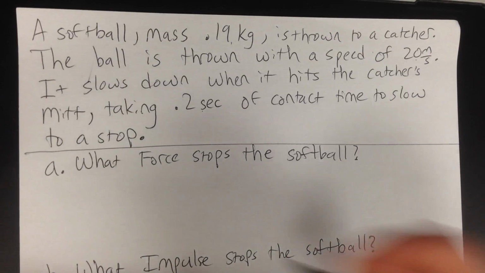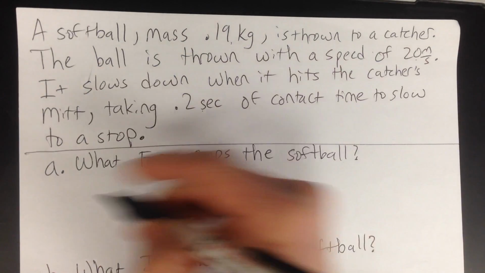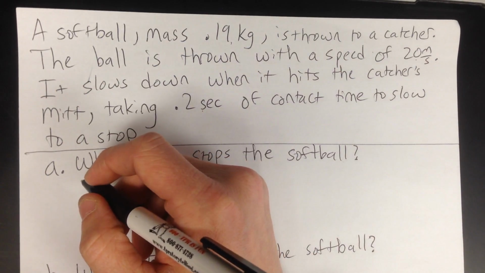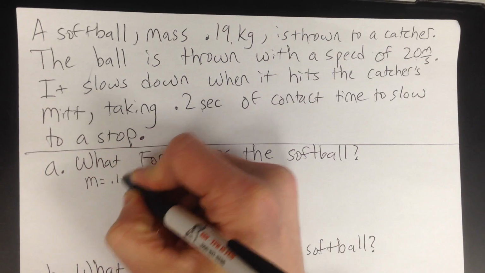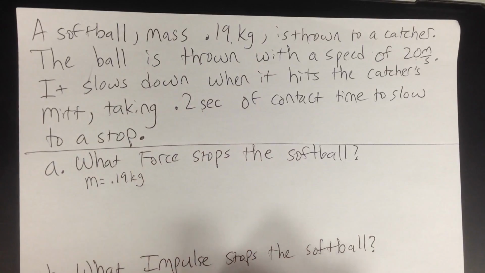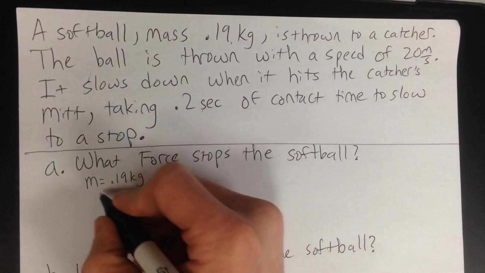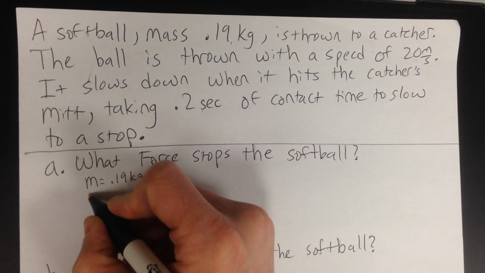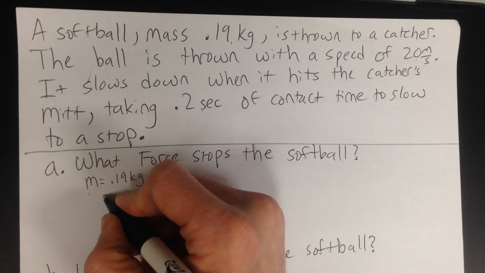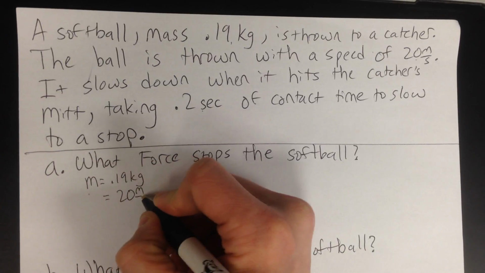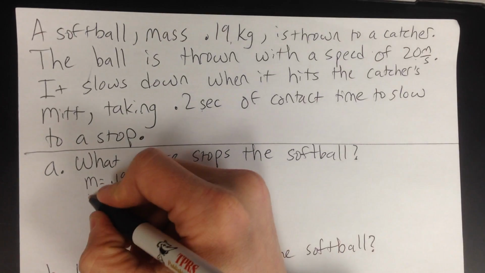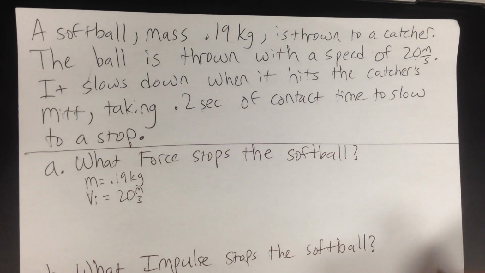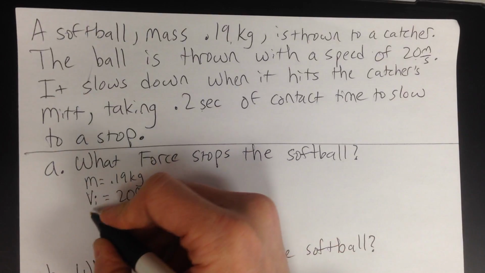So what we want to do is read through the problem and list our givens before we plug it into the equation. Alright, so we see that the mass of the softball is 0.19 kilograms. That's our first given, right? And our second would be that it starts out with a speed of 20 meters per second. That's the speed before it hits the mitt. So that's going to be our initial velocity, right?